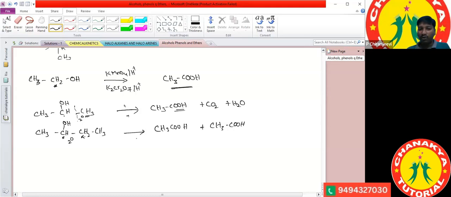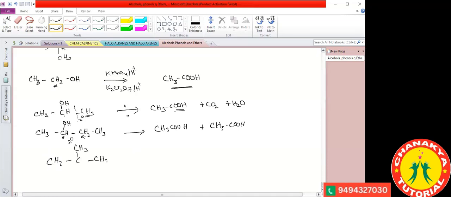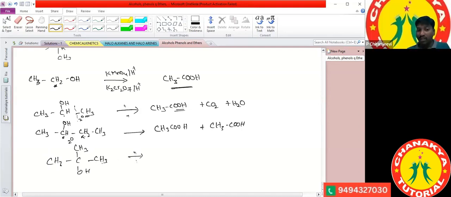Does anyone still have a doubt? And what about the tertiary alcohol? Does the reaction not happen again? No. Whenever you use strong oxidizing agents with a tertiary alcohol, it undergoes a dehydration elimination reaction and forms an alkene, CH3-CH=CH2. This is the product that is formed.